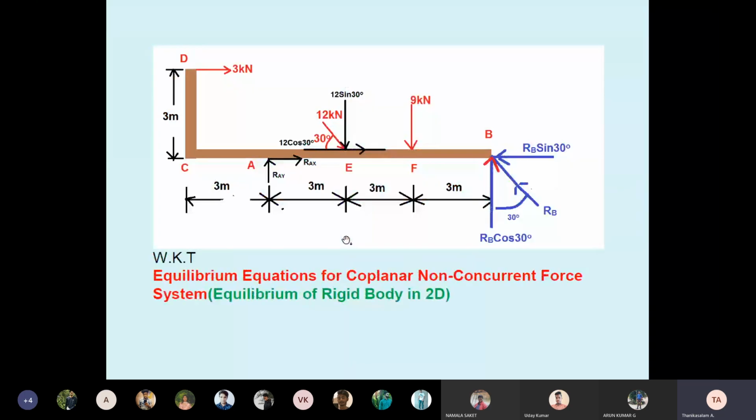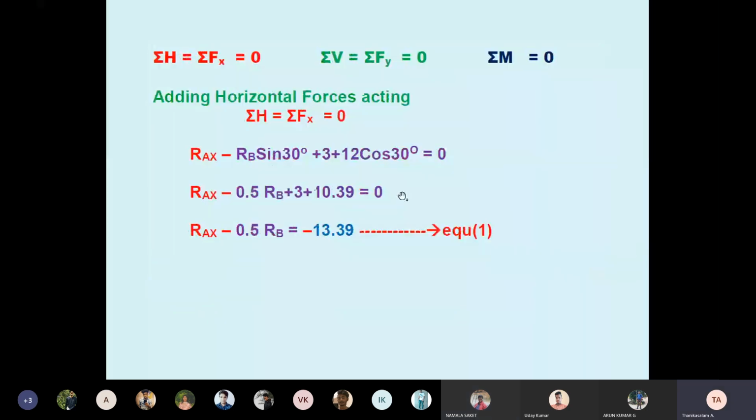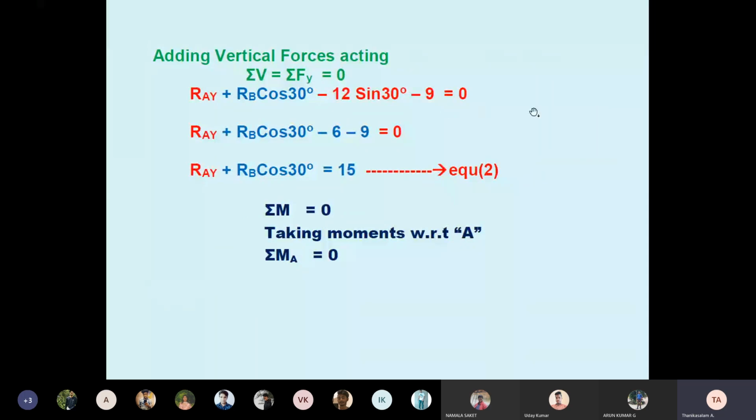So what are the vertical forces? See the vertical forces. Namala Sagat, tell me, what are the vertical forces? RAY, plus RB cos 30, minus 12 sin 30. Then plus 9 or minus 9? Minus 9, vertical downward, no? Therefore, RAY plus RB cos 30 minus 12 sin 30 minus 9 equal to 0. After simplification, you will get equation 2.